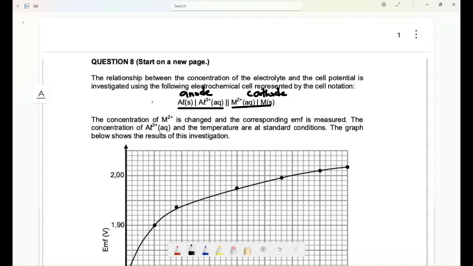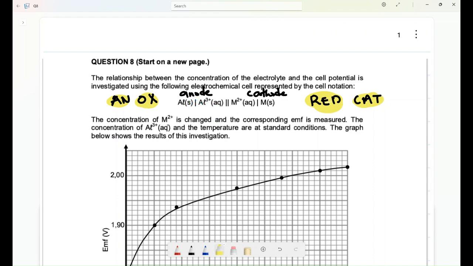And remember the analogy: An Ox, Red Cat. What does the analogy mean? At the anode, oxidation occurs; at the cathode, reduction occurs. Okay, this is our salt bridge. Then this is our phase border or phase change. All right. Now let's see.